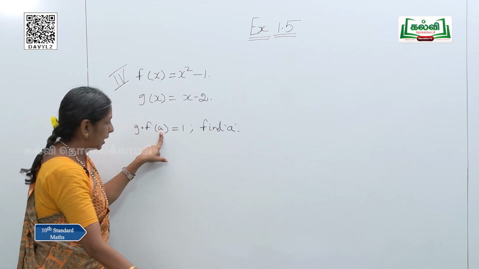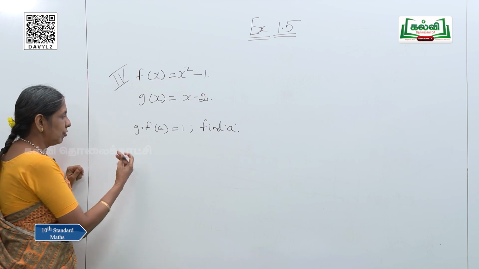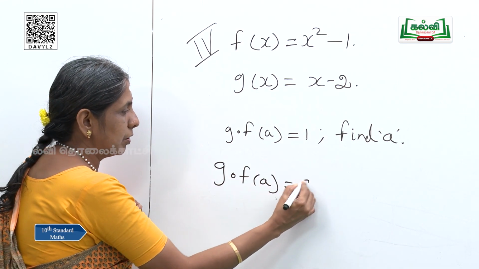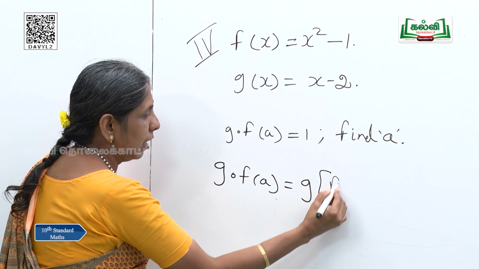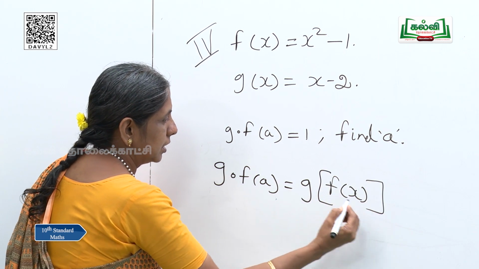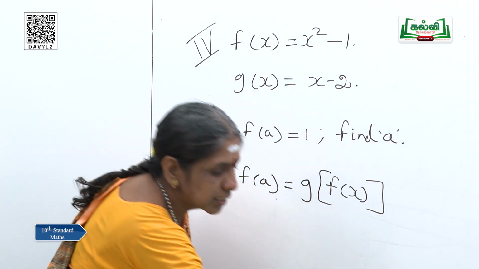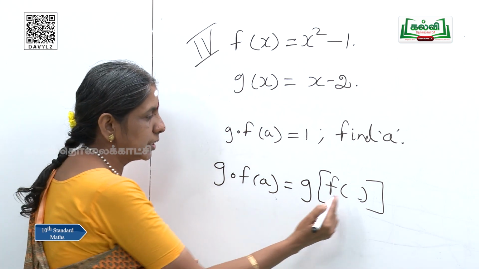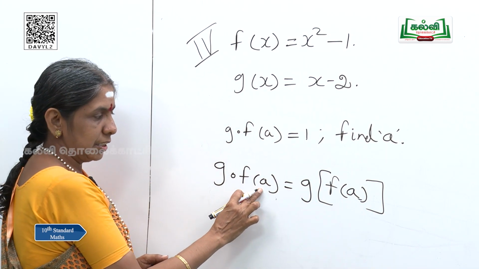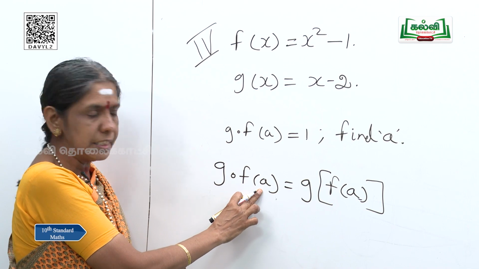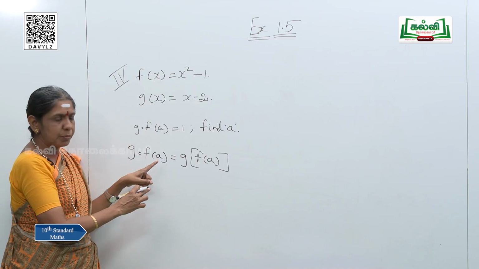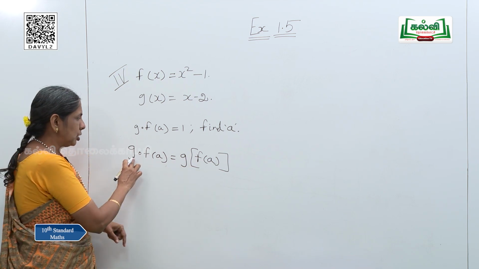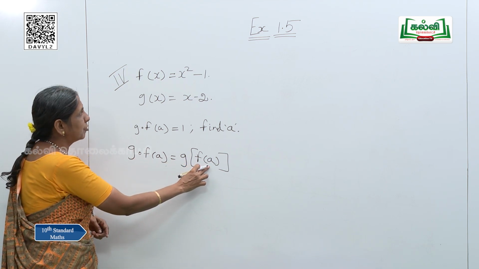So, let us start calculating. What is g dot f of x? g dot f of a is equal to g of f of x. Sorry, in place of x we have to replace it as a. In place of x we have to replace it as a because here they have not given us x, they have given it as a. Usually they give it as x, but in this sum they have given it as a. So, we will also write it as a. So, g dot f of a is equal to g of f of a.